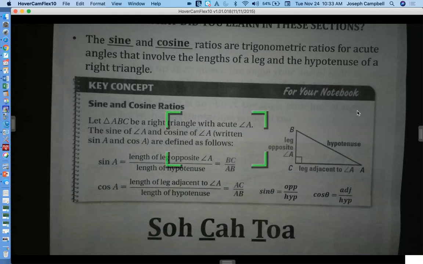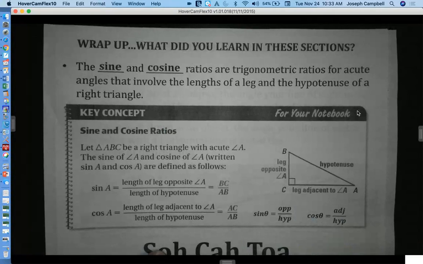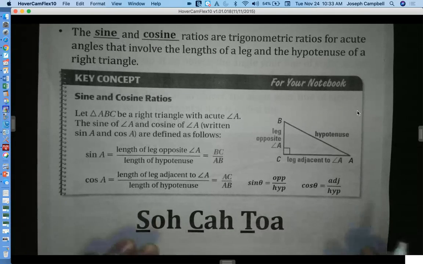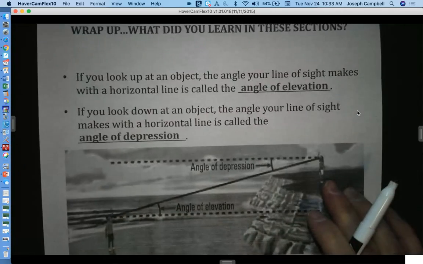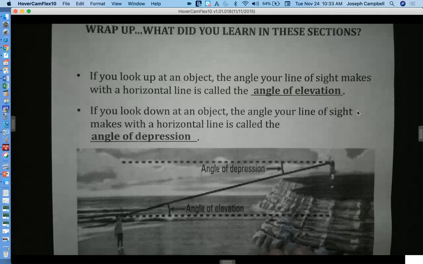What else do they have for me? Oh, that was it. So now they just want me to reiterate some things. Remember, sine is the ratio of the opposite over the hypotenuse. Cosine is the ratio of the adjacent over the hypotenuse. Remember, SOHCAHTOA. Also, remember your angle of elevation and your angle of depression. We'll get plenty of practice with this coming up.